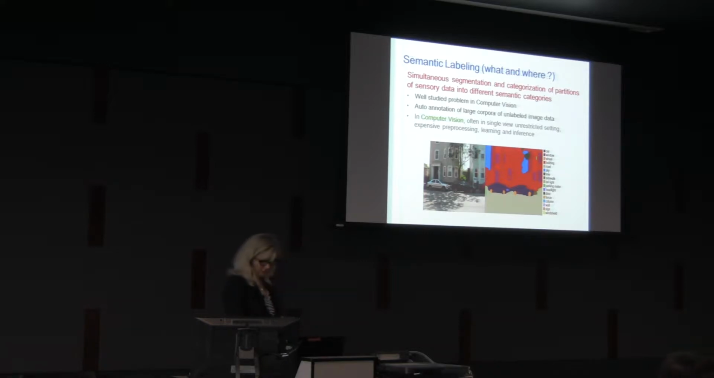And so in computer vision, these techniques typically consider the single-view setting, and the types of data sets they work with are very unrestricted. So they consider whole internet collections where, of course, for performance evaluation, they first gather some ground truth data, but then proceed in this unrestricted setting, usually using quite expensive pre-processing techniques and learning and inference.